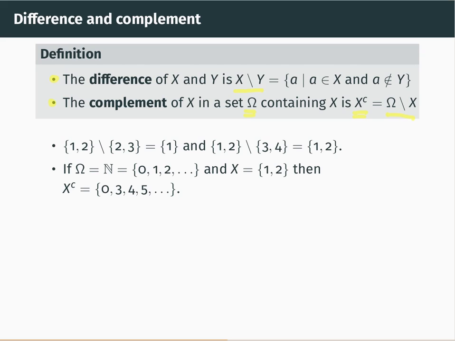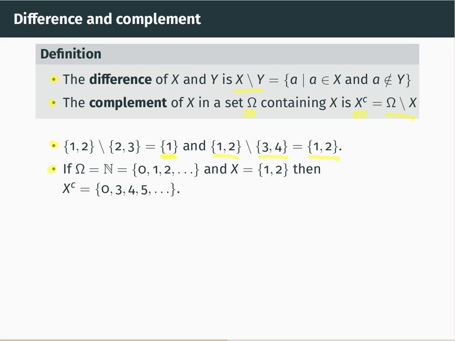So here are some examples of that. If you have the set {1, 2} and the set {2, 3}, and you take their difference, then that's the set of things which are in {1, 2}, but which are not in {2, 3}. So we have to throw out 2 if it's in there, and throw out 3 if it's in there. The result is just the set containing 1. On the other hand, if we take the set difference {1, 2} take {3, 4}, then that would be simply {1, 2} again, because neither 3 nor 4 is an element of the set containing only 1 and 2.